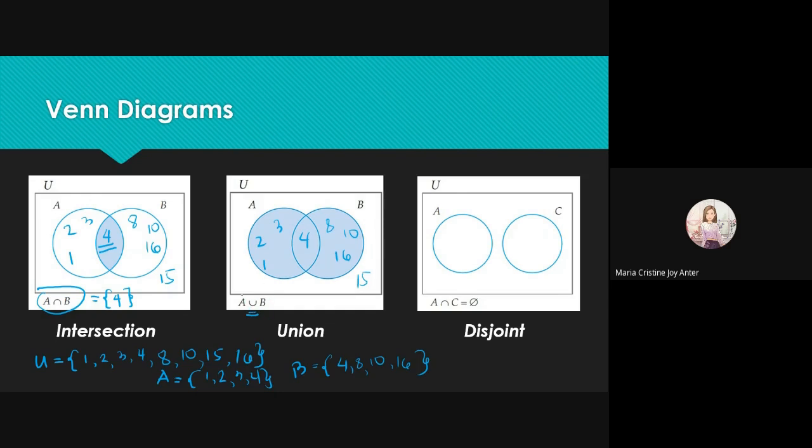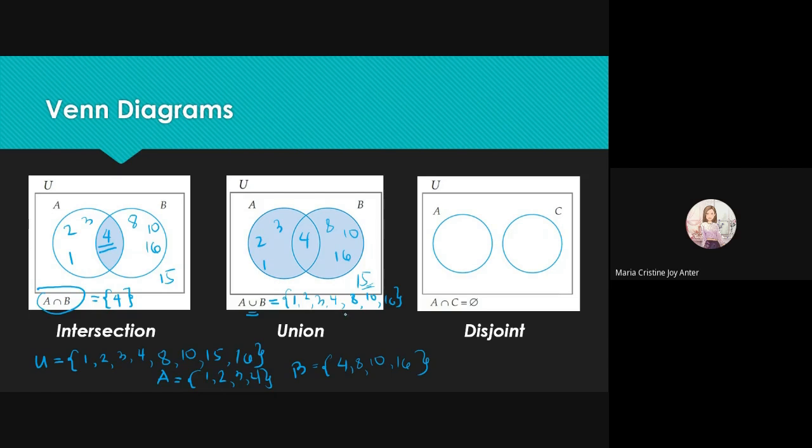In the union, it's the letter U. So A union B, we list the combined elements: those in set A, which are 1, 2, 3, and 4, plus those in set B that are not in A, which are elements 8, 10, and 16. Miss, what about 15? It does not appear, because it is neither in set A nor in set B. It stays outside, in its own world. It appears in the universal set, but not in A and not in B. So when we union sets A and B, it still does not appear. Okay?